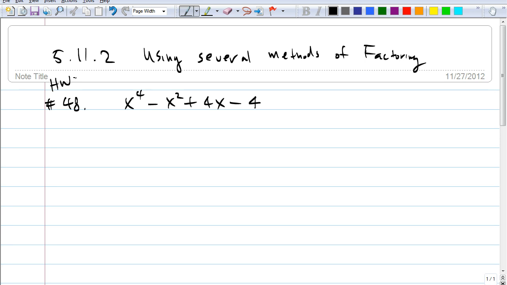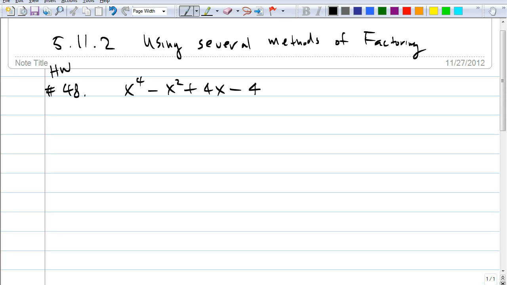I told you to group them by 2s, correct? This one turns out, if you group them by 2s, it's not going to work. You're not going to be able to factor out and be able to factor the whole thing. You could kind of factor this, but it won't be factored completely.